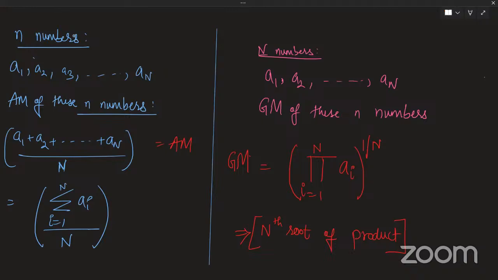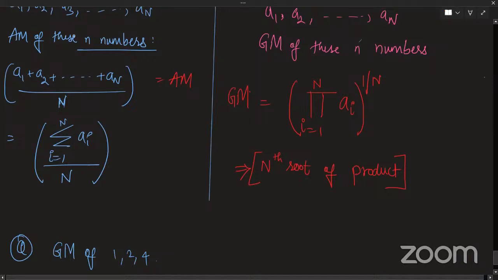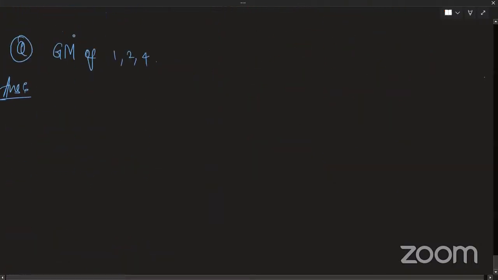And for a1 to an, now you want to calculate the geometric mean of these n numbers. So how will you do it? You will take the product of the numbers. After taking the product of the numbers, you will take the nth root of the product. Fine. So now can you tell me?